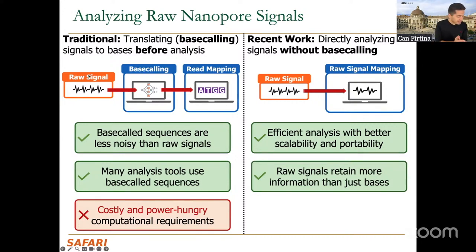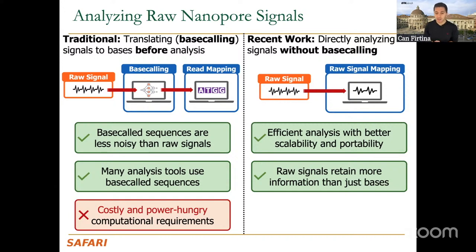So raw electrical signals retain richer information that is beyond bases. It can also contain information about the structure of the DNA or RNA. And this is very useful information, for example, to understand whether the DNA is methylated at a certain position, so that you can even understand whether this is a region that is affecting the gene expression and so on. Whether we have, for example, a histone around and so on.